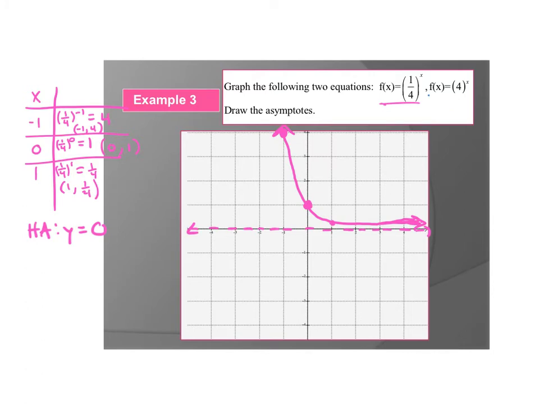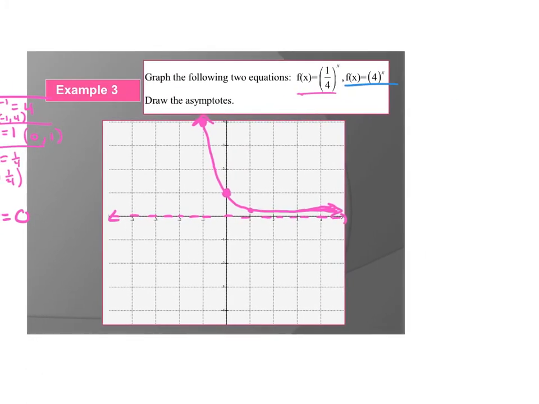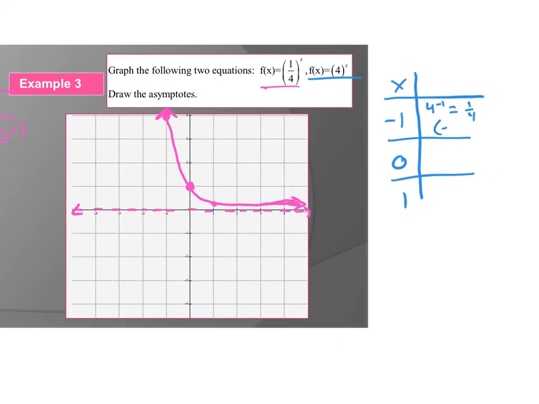All right, let's graph f of x is equal to 4 raised to the power of x. What number should we plug in here? Let's plug in the same thing: negative 1, 0, and 1. So what is 4 raised to the power of negative 1? One-fourth. So our first point is negative 1, 1/4. We're going to go to the left 1 and up 1/4.